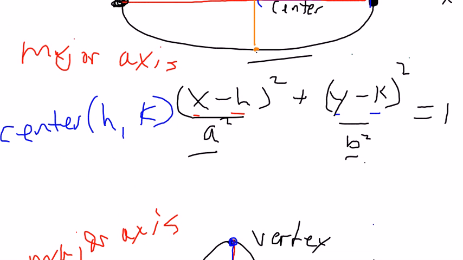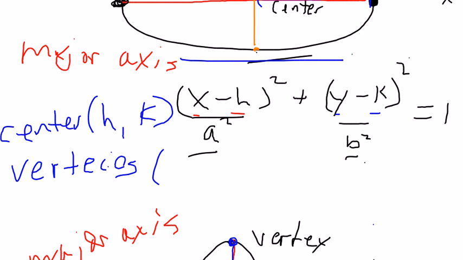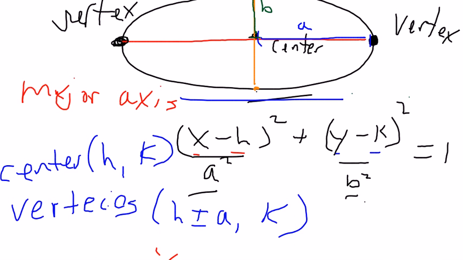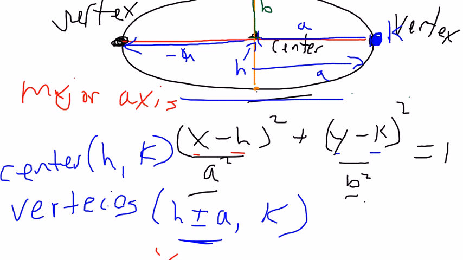So, for those of you that like to use formulas, my vertices, if I'm oriented horizontally like this, are going to be h plus or minus a, k. So this point right here would be h plus a to get to here, and then k would be my vertical height. The other vertex would be h minus a, right? So there's where your plus or minus a comes in.